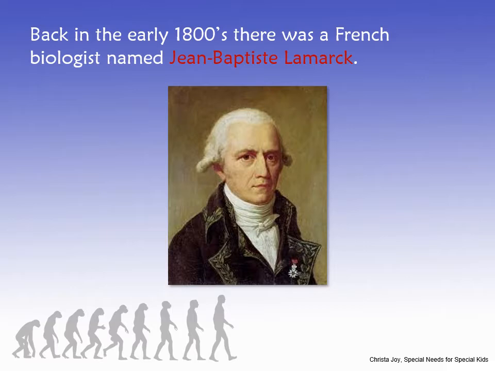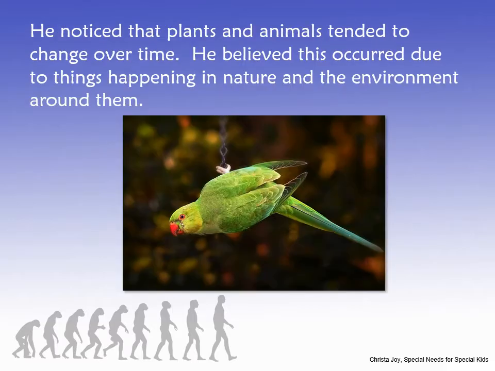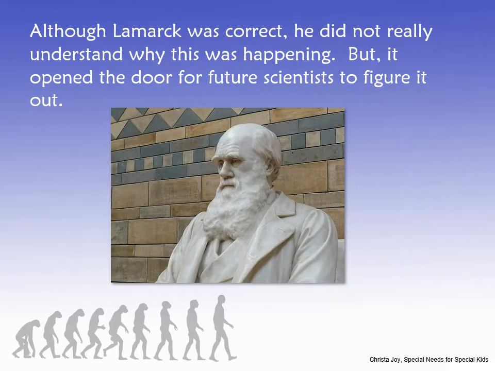Back in the early 1800s, there was a French biologist named Jean-Baptiste Lamarck. He noticed that plants and animals tended to change over time. He believed this occurred due to things happening in nature and the environment around them. Although Lamarck was correct, he did not really understand why this was happening, but it opened the door for future scientists to figure it out.